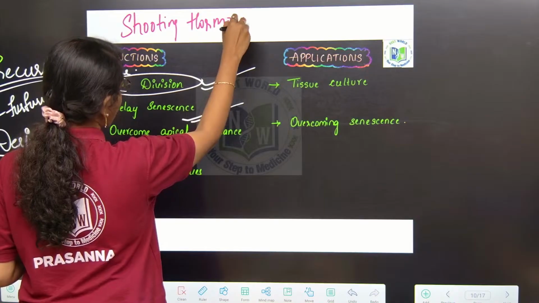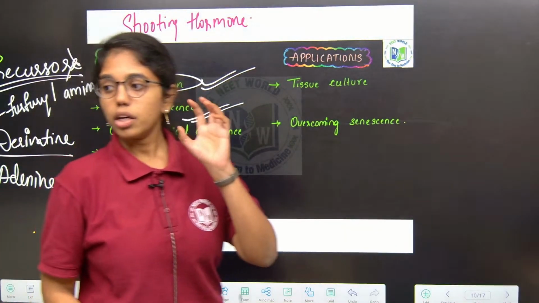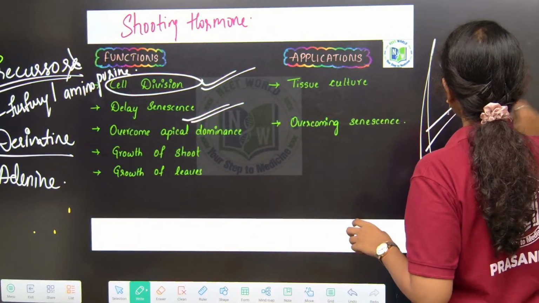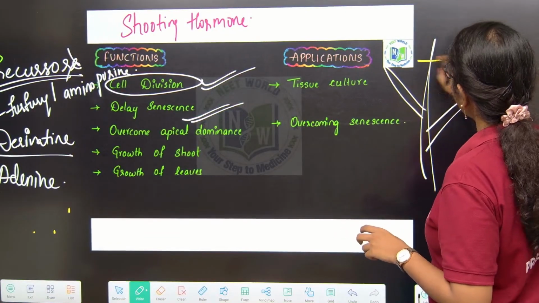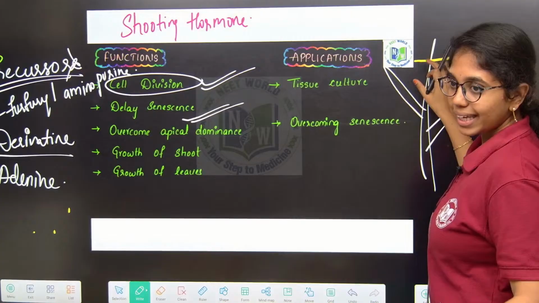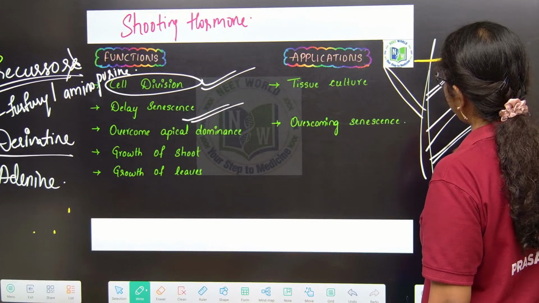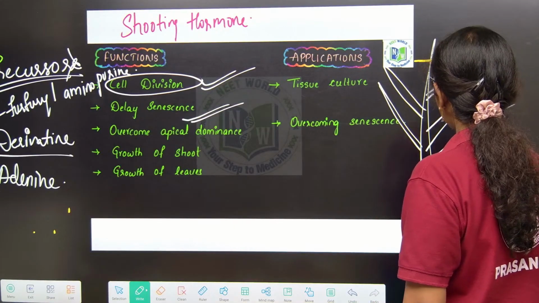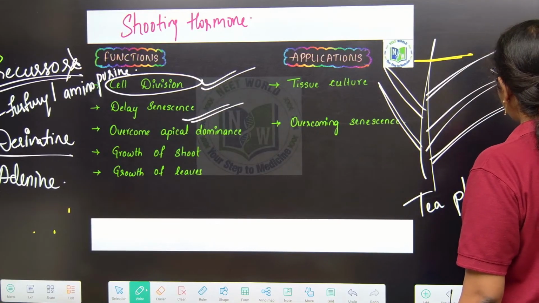It is synthesized in the root, but it shows maximum of its functions in the shoot region. Most of the cytokinin is present in the lateral buds. So, when apical buds are decapitated, that shows profuse branching of the lateral buds. This is an application which is used in tea plantations and hedge making.